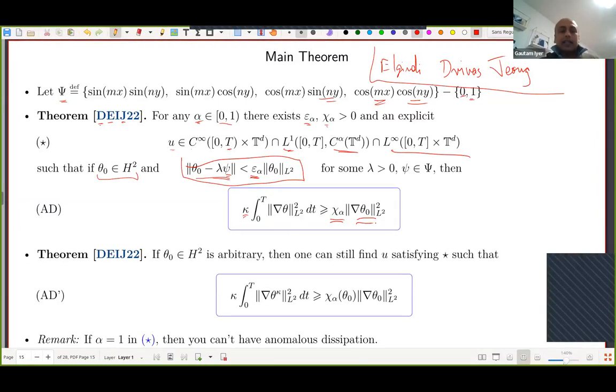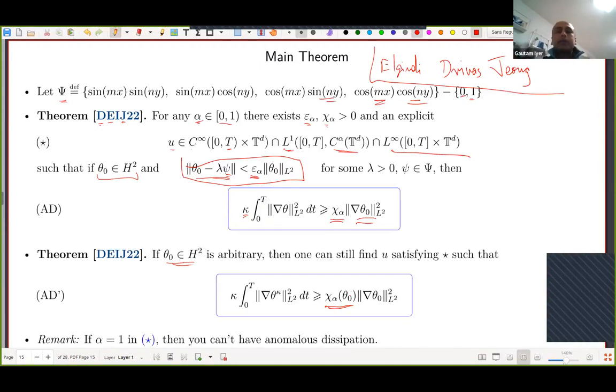So if you have arbitrary initial data in H2, I can still get anomalous dissipation, but in a slightly weaker sense. So for arbitrary H2 data, I can get the same inequality, but the constant chi now depends on the initial data.